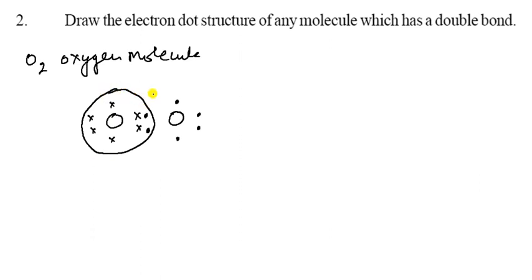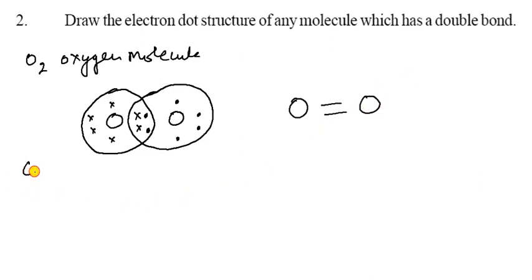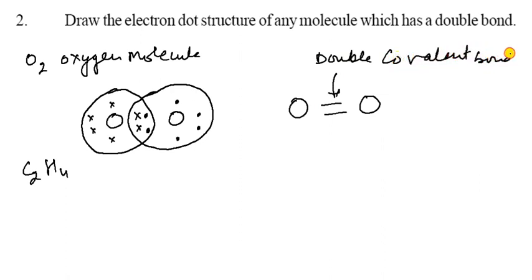So let us start. Oxygen has 6 electrons in the outermost shell, so 1, 2, 3, 4, 5 and 6. And this other oxygen also has 6 electrons, so 1, 2, 3, 4, 5 and 6. And they share with each other, and also share like this, and they form oxygen double bond oxygen. So that is the double bond in the oxygen.